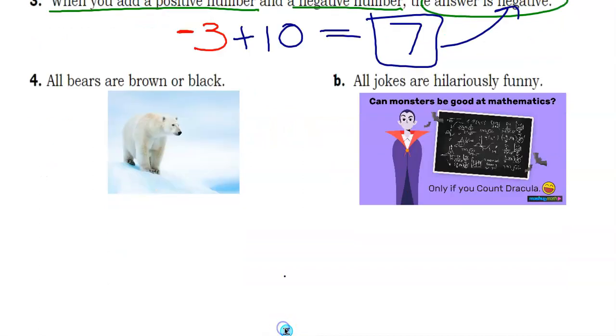All bears are brown or black. Well, I found a picture of a polar bear. Well, a polar bear isn't brown or black, and it's a bear. Okay, so that is a counterexample.